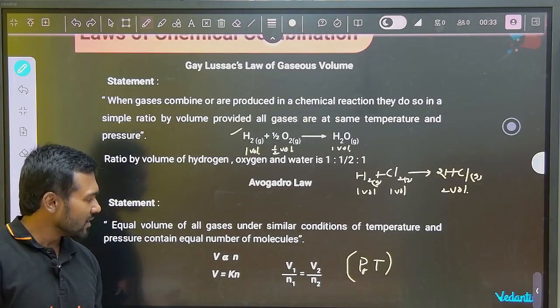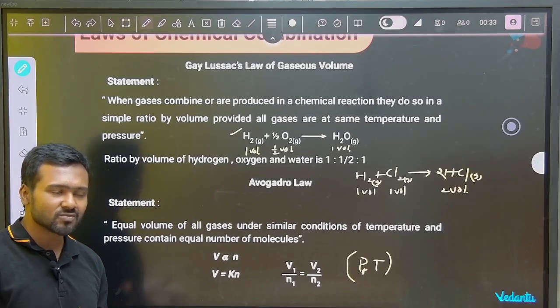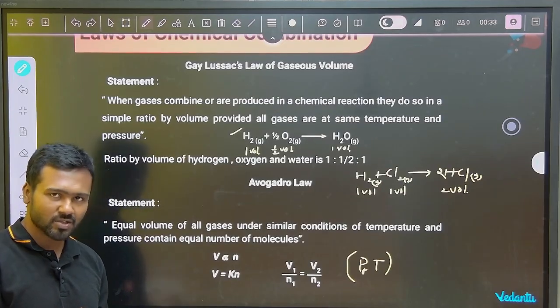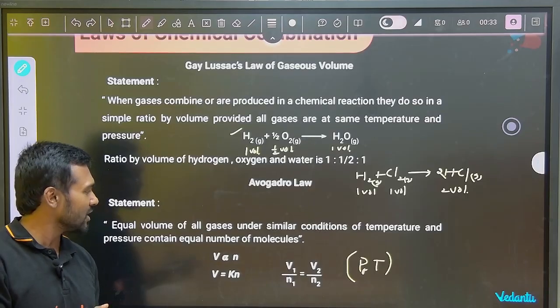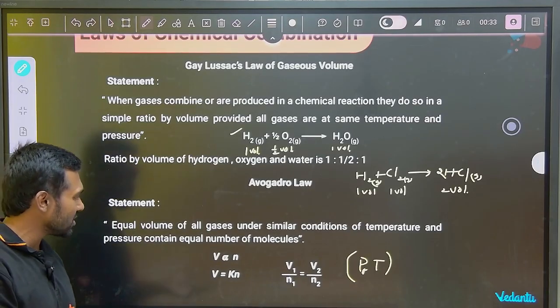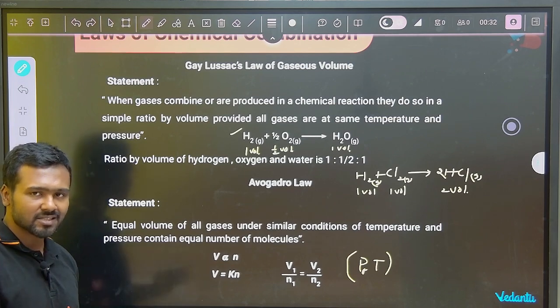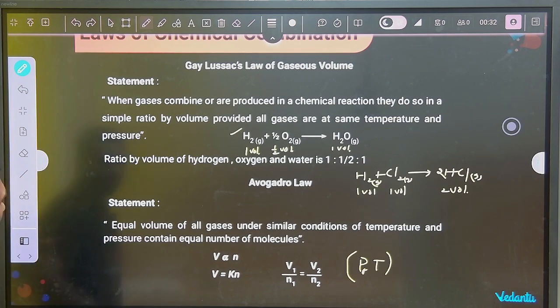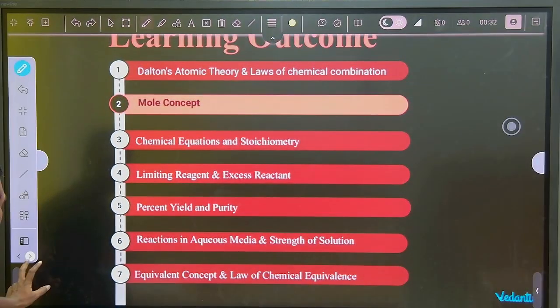So if volume increases, the number of moles also increases. If volume decreases, the number of moles also decreases. Equal volumes of all gases under similar conditions of temperature and pressure contain an equal number of molecules. So volume is directly proportional to the number of moles, provided pressure and temperature are constant. Next, mole concept.